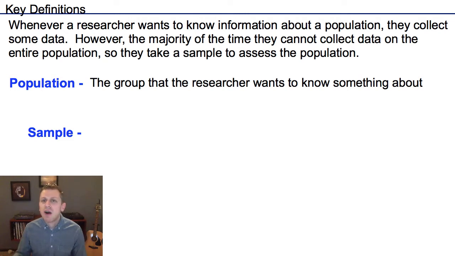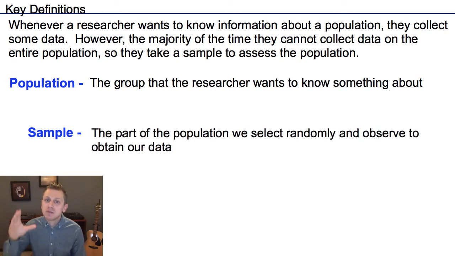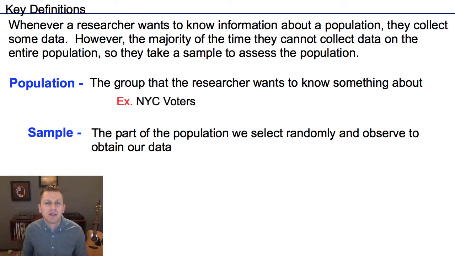Now, of course, we can't always ask everyone in the population, so what we do as a researcher is we look at a sample. A sample is the smaller part of the population that we randomly select and observe to obtain our data. So here's an example. Let's say I wanted to know information about New York City voters. Let's say the mayor was up and we wanted to see who's going to vote for the new mayor. Well, it's going to be impossible for me to ask every single person that's eligible to vote who they're going to vote for in New York City.